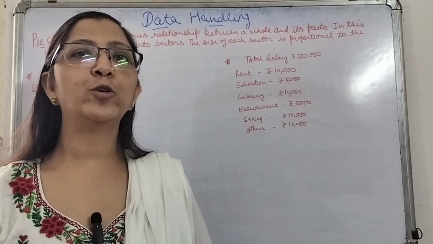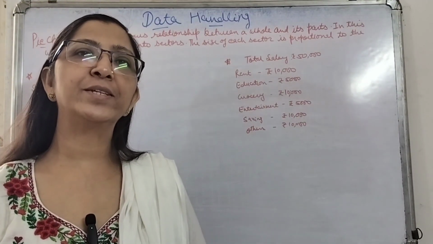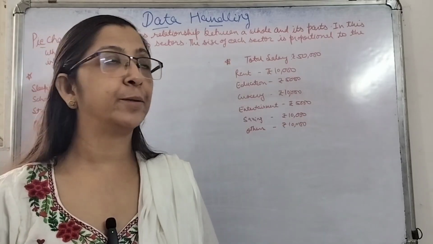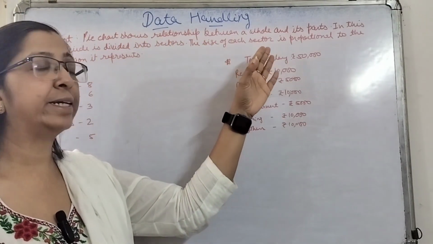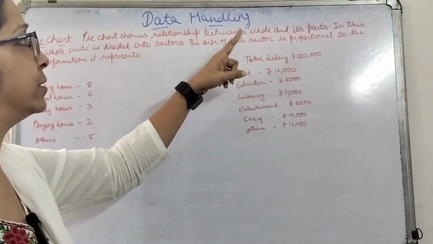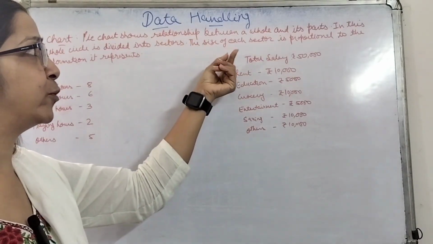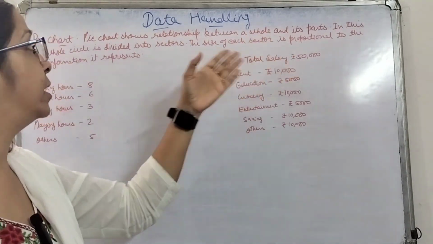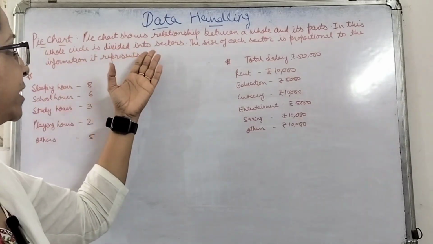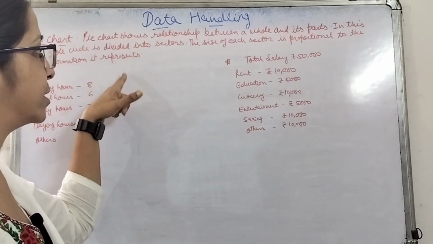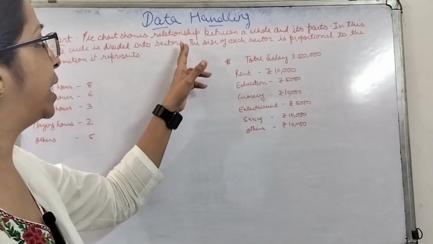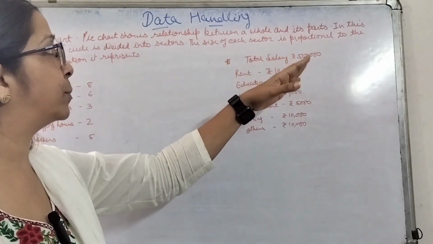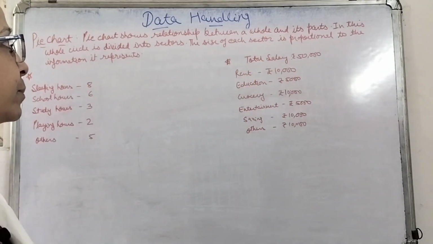Now let's understand what a pie chart is and how we can represent data using a pie chart. A pie chart shows the relationship between a whole and its parts. In this, the whole circle is divided into sectors. We are taking the whole circle and dividing it into sectors, and the size of each sector is proportional to the information it represents.